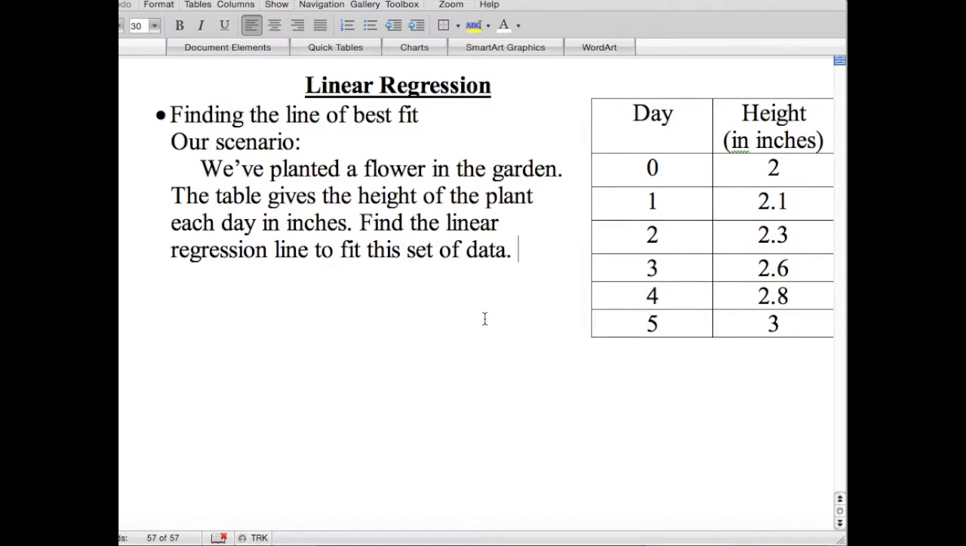So today we're talking about linear regression. Linear regression is just a fancy way of saying finding the line of best fit for a given set of data. So let's take a look at our scenario here. We've planted a flower in the garden. The table gives the height of the plant each day in inches. They're asking us to find the linear regression line to fit this set of data.